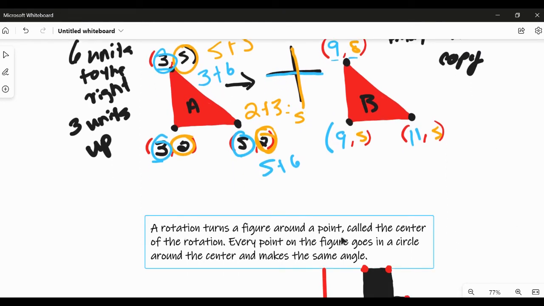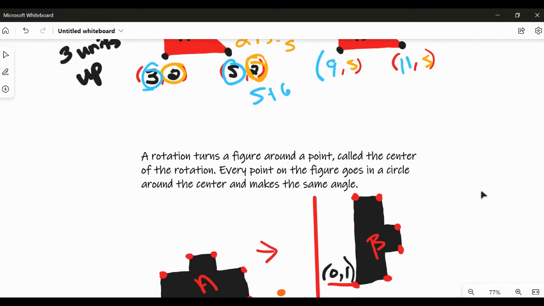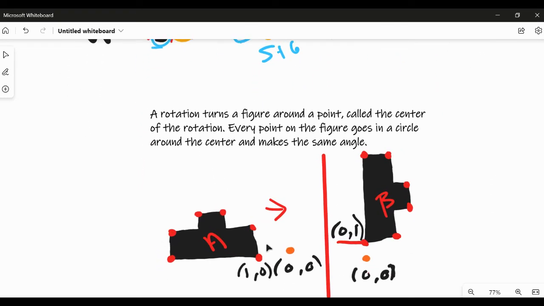All right. A rotation turns a figure around a point, which is called the center of the rotation. Every point on the figure goes in a circle around the center of the rotation and it makes the same angle. All right. So an example of this would be figure B is an image of figure A. Figure B is made by rotating figure A around the 0, 0 point, also known as the origin. Okay. Now, we know that this is a complete rotation because every point on the figure goes around the origin.